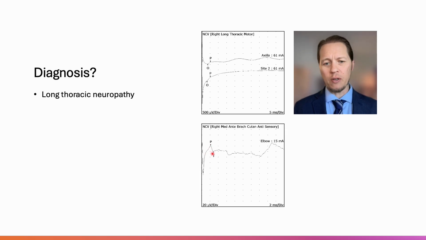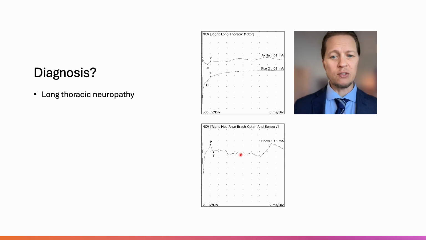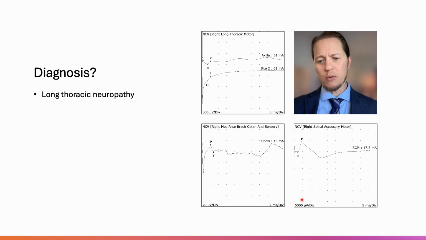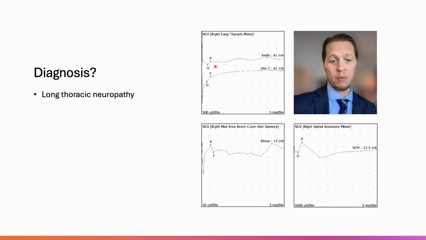Contrast that to medial antebrachial cutaneous, a nice clear waveform right there. We're at 20 sensory. We bring the divisions down a lot since it's a smaller sized response. And then compared to a more quote unquote standard motor, that's 5 millivolts per division, beautiful waveform there for spinal accessory, but really got a very poor response.